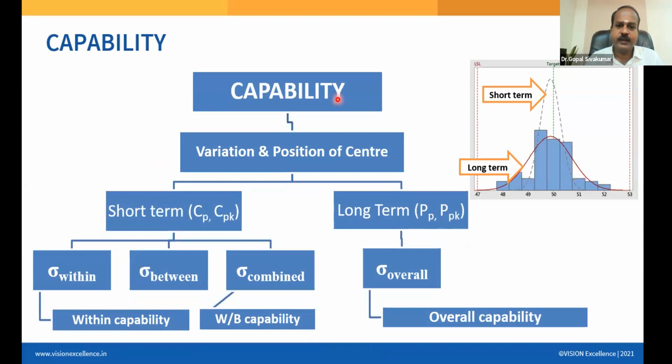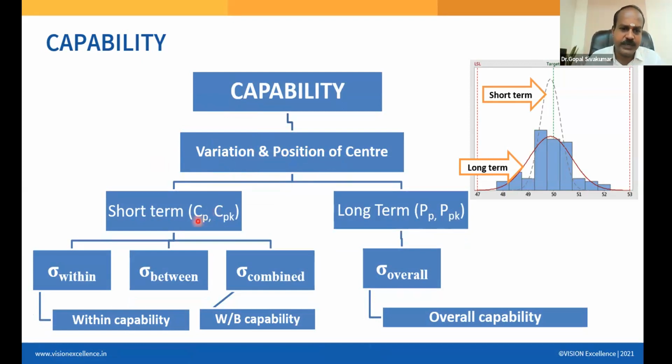So capability depends on the variation as well as the position of the process center. You have to control the center of the process and you have to control the variation. If at any point of time you lose your control on the center, then capability will get destroyed. If you lose your control on the variation, then also capability will be lost. So it depends on two things.